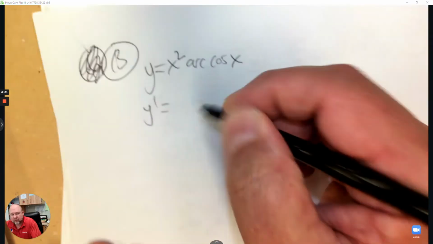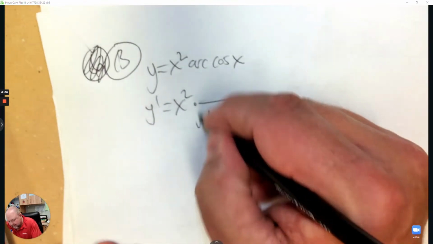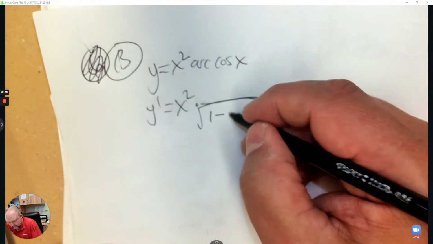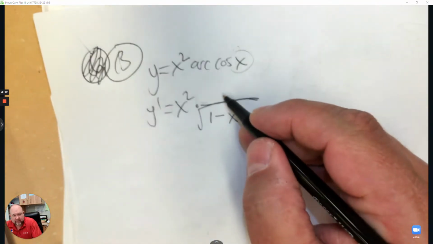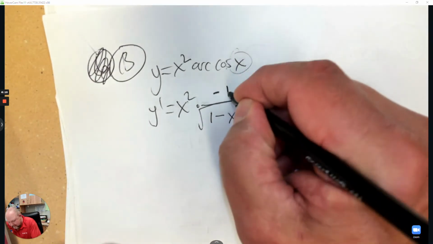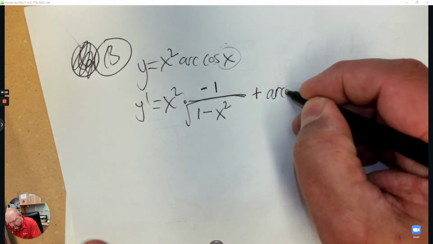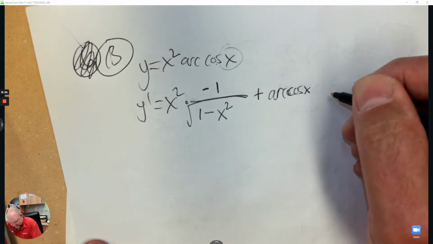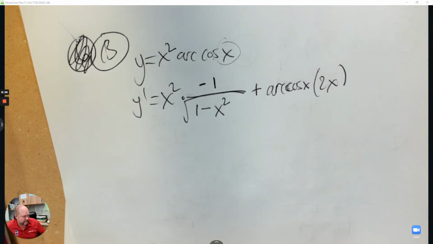This is the product rule. That's the first times the derivative of the second. So it's 1 subtract x squared. And then the derivative of that is 1. But because it's cosine, it's going to be negative 1, plus the second, arc cosine, times the derivative of the first.